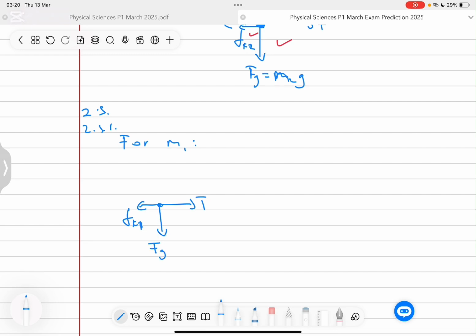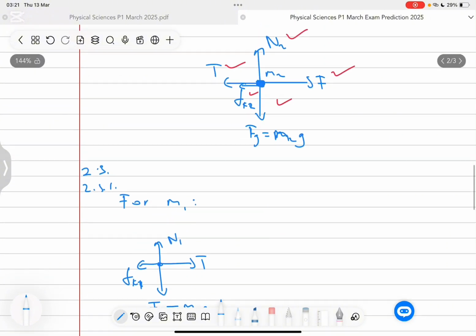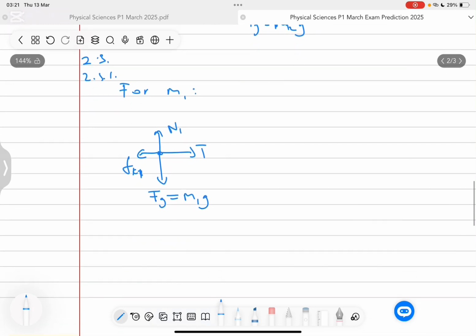We also have the force of gravity, which is Fg equals m1 times g. We also then have the normal force, and this normal force really is for the first object. I'll call it n1. That's why there we have n2. Now I'm going to do the net force in the y direction. In other words, the net force in this direction here. So the net force is the vector sum of all forces acting on the object.